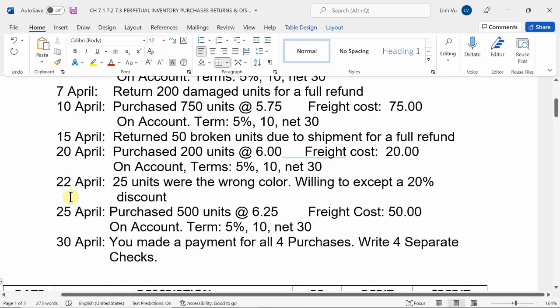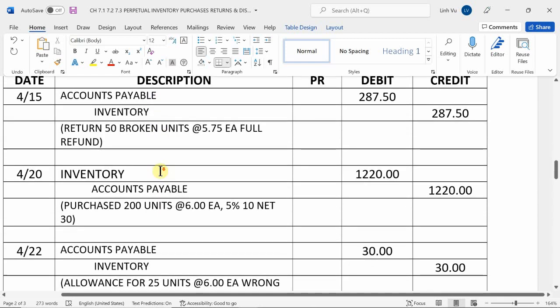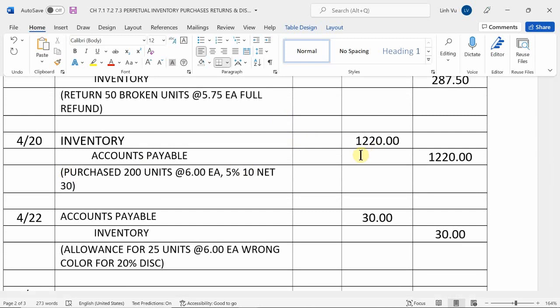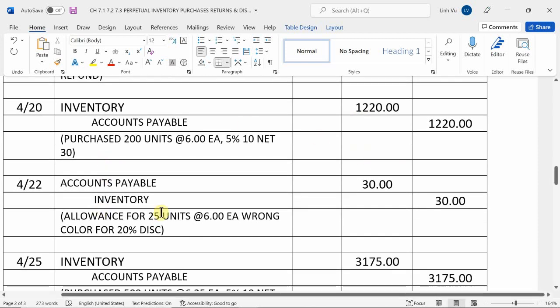The next one was on April 20th. I ended up purchasing 200 units at $6 each, but I ended up getting a discount on 25 of them on April 22nd. So let's take a look at that. Here's my purchase on April 20th. I purchased a total of $1,200 for the 200 units at $6. But I end up refunding or getting a discount for $30.